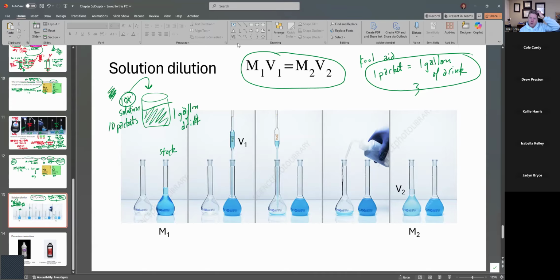If somebody came up to you and they were like, okay, cool, you've got this super strong Kool-Aid, that's great, but I just want a 1x. I just want a regular Kool-Aid. Could you make that from this? Could you prepare that? Give me a Y or an N.